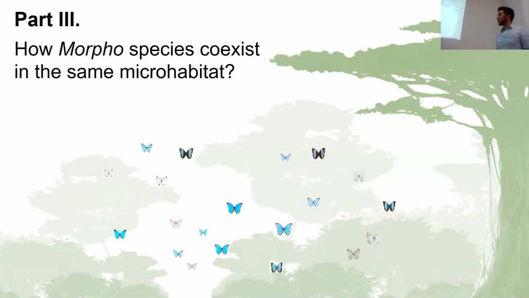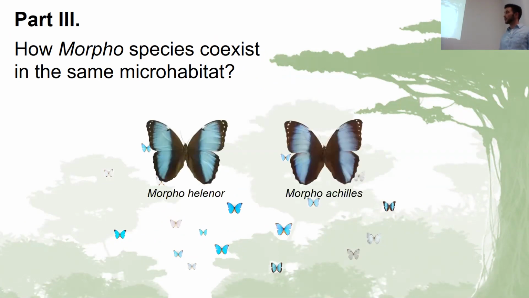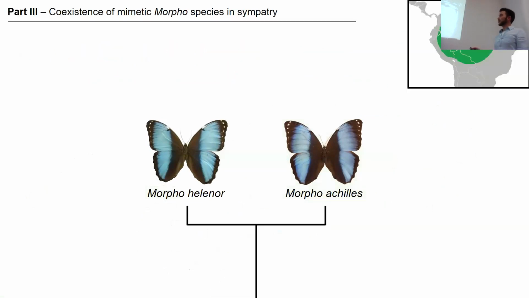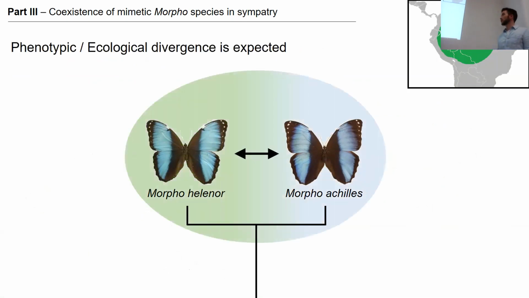For the last part of my research, I focused on an intriguing phenomenon. Among the Morpho from the understory, some are strikingly similar, and they live together in the same ecological niche. This is, for example, the case of Morpho eleanor and achilles. Maybe you remember them from the first part of my presentation on wind damage. These two species are sister species, and they live together in sympatry over a large range of the Amazonian rainforest. And closely related species living in sympatry are generally expected to diverge phenotypically or ecologically because of negative interactions among them, like competition or reproductive interference.